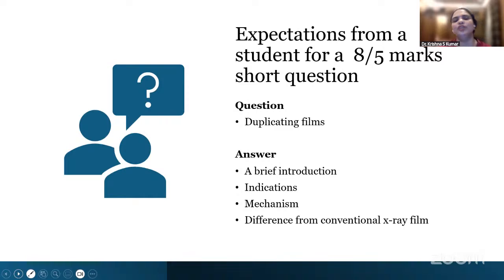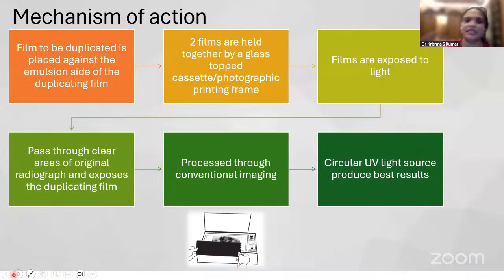Along with those contents, you also have to write about the X-ray film, which you have discussed earlier in the first slides. So next is about duplicating films. You can tell what duplicating films are, what their use is, how they work, and how they are different from a conventional X-ray film.